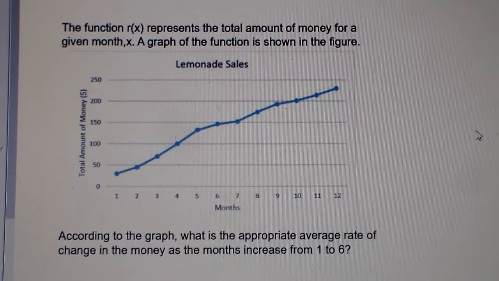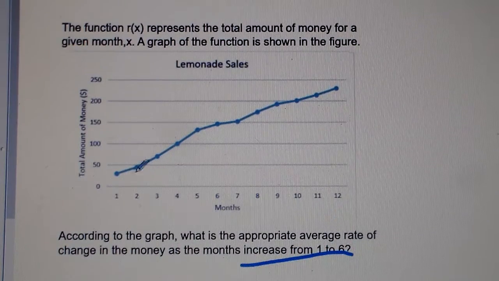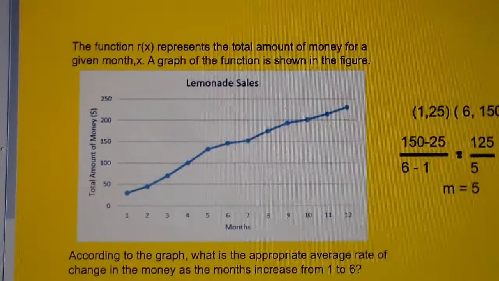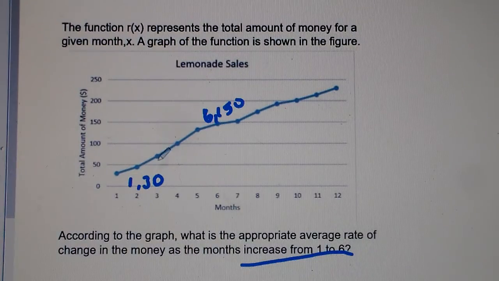So the function r of x represents the total amount of money for a given month. So same scenario, we have the lines going through. Our main focus is the months increase from 1 to 6. So 1, that looks like it's like 130 or 140. And the other one is 6, and that looks like it's around almost 150. So let's go 6, 150. Let's see if those are the two numbers I picked. Yep, I did 125. So we're going to say instead of 130, we're going to call that 125.